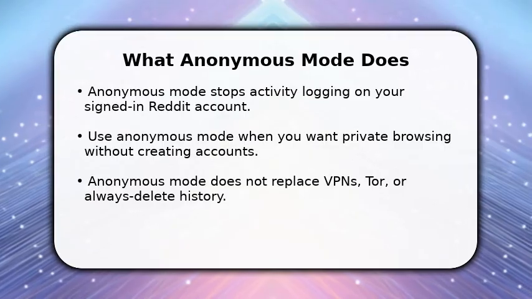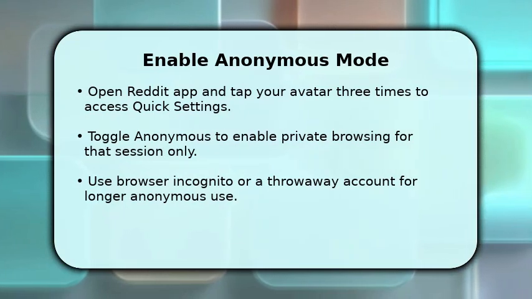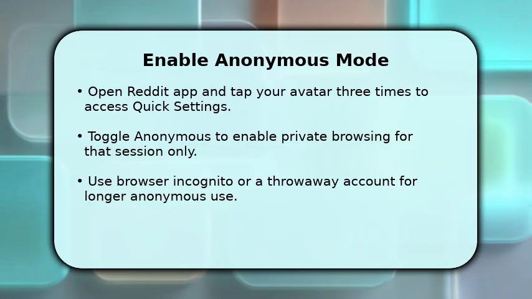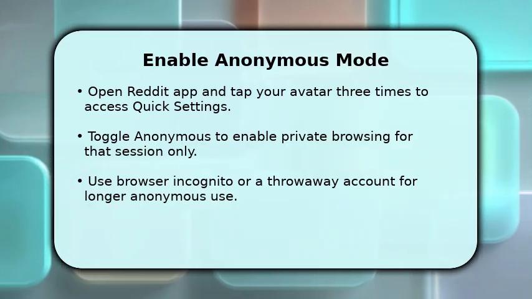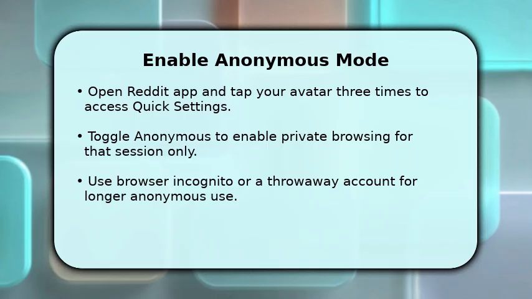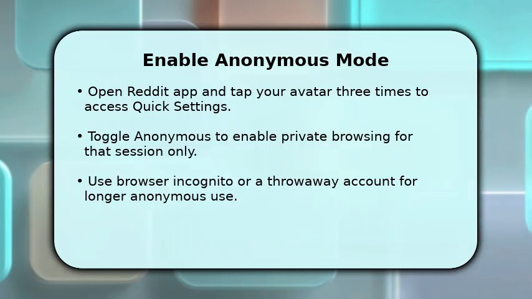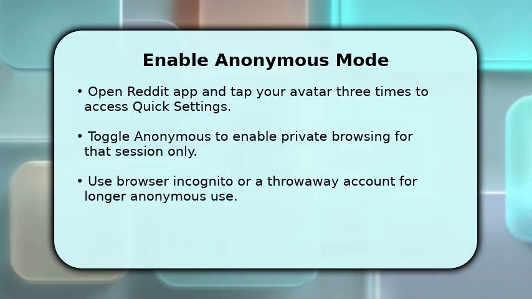To enable anonymous mode in the Reddit mobile app, open the app and tap your avatar 3 times. In Quick Settings, select Anonymous and then confirm the toggle to start a private session. The app shows a banner that indicates you are browsing anonymously.